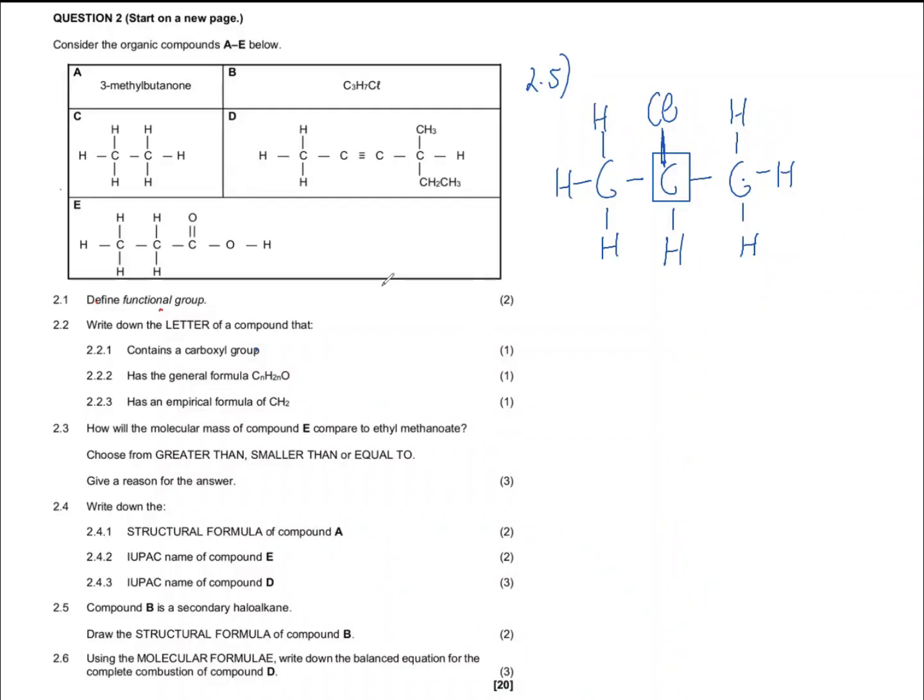All right, so we have 2.6, which says: using the molecular formulae, write down the balanced equation for the complete combustion of compound D. For compound D, as we confirmed before, the formula was C7H12, right? Let's check. It's 1, 2, 3, 4, 5, 6, 7 carbons. And how many hydrogens? That's 3 plus 2, 5, 6, 7, 8, 9, 10, 11, 12. So it follows the formula CnH2n-2, the general formula for alkynes.